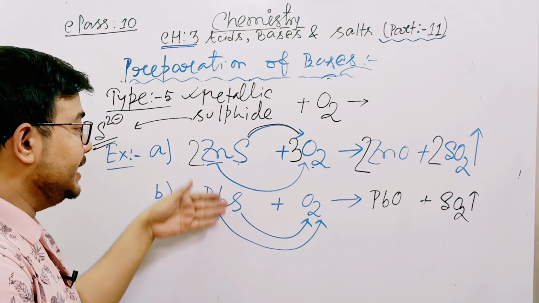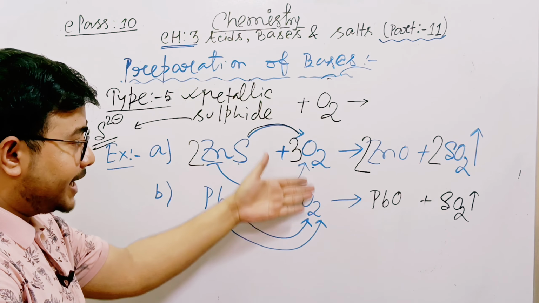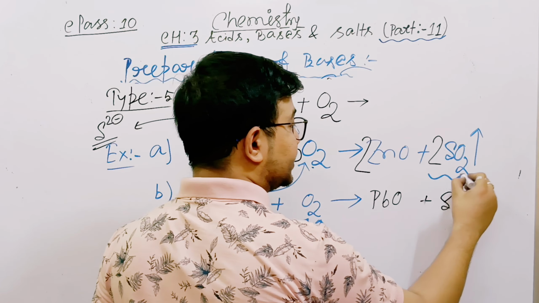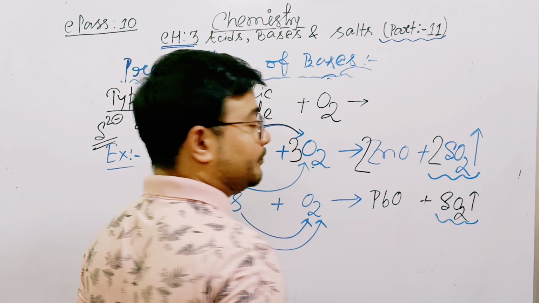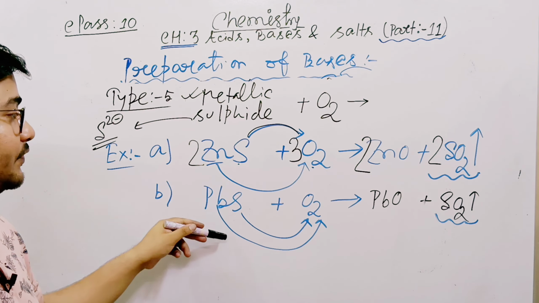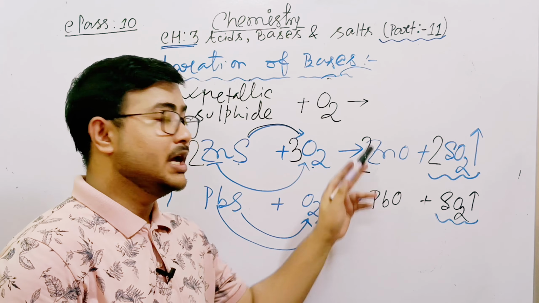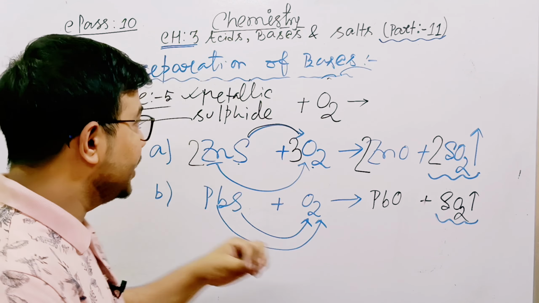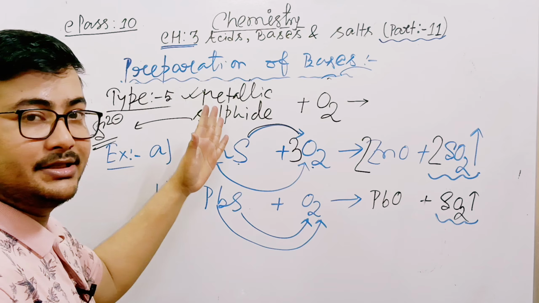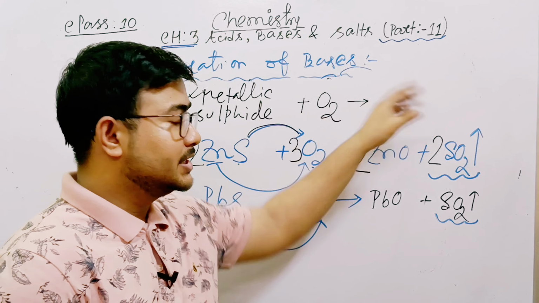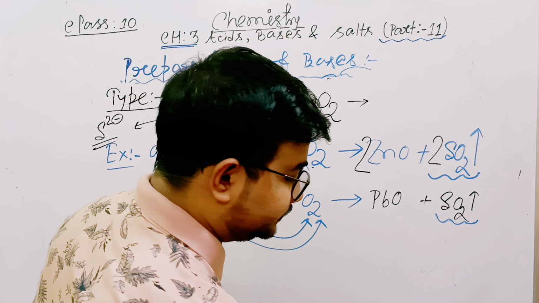When any metallic sulfide reacts with oxygen, then a brownish gas will evolve out from the medium. Identify the gas. Whenever you keep in your mind any sulfide, it means sulfur dioxide. Sulfide produces sulfur dioxide. Okay, so done.